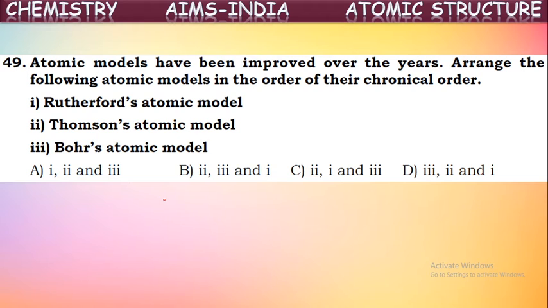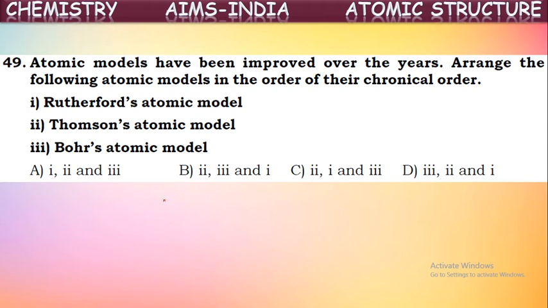Atomic models have been improved over the years. Arrange the following atomic models in the order of their canonical order. So here they have given some atomic model names. Find out which one was given first, which next, and which last among these, and arrange them in the order.